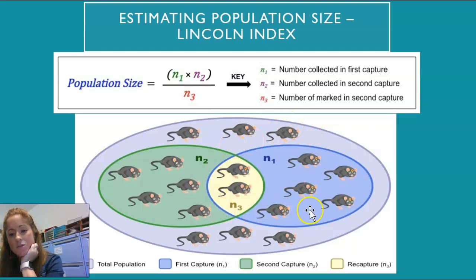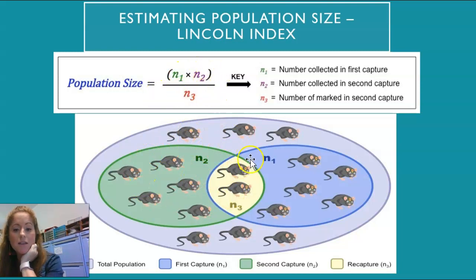So in this one, I've captured 7 in the first, then I release them back out. I come back later. Later could be the next day. It really depends on the species. It could be the next month. It could be a week later. And you would do a second capture. In that second capture, I would count how many I captured. So 1, 2, 3, 4, 5, 6, 7. I captured 7. And so I would put for my N1, 7, and my N2, 7.